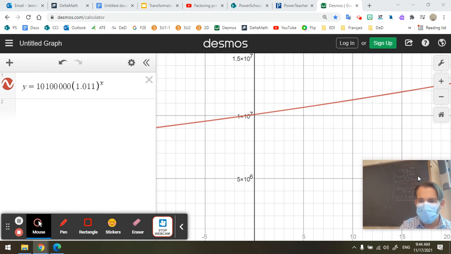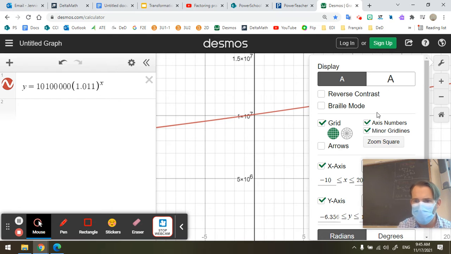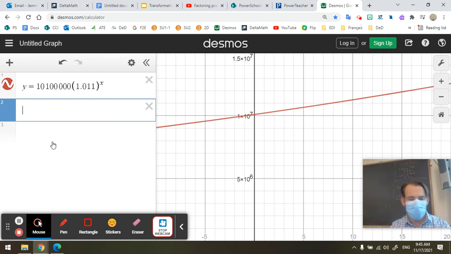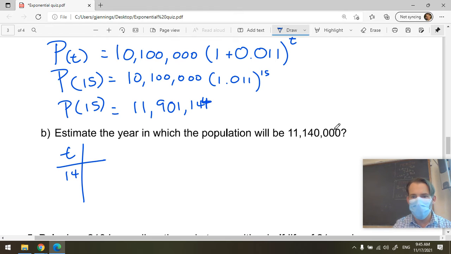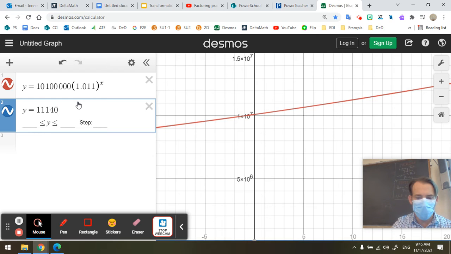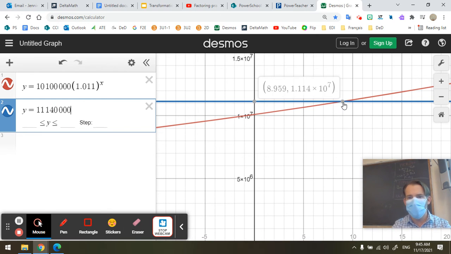And then here's 20 years, and the population's going to be up there at, these are scientific notation. Can I get the scientific notation to go away? No, I can't. Whatever. Okay. This is 10 million. This is 1.5 times 10 million. So this is 15 million up here. All right. Now, I would graph the line y is equal to the desired answer, which is 11,140,000. And there, this is our answer right here.